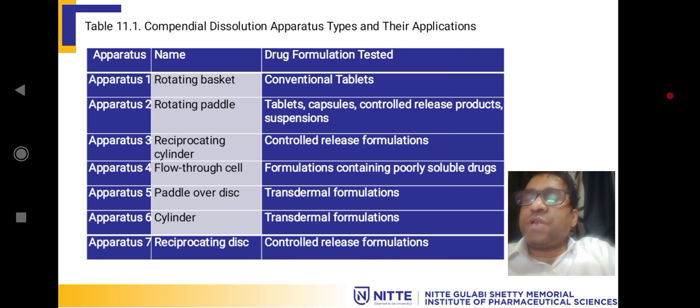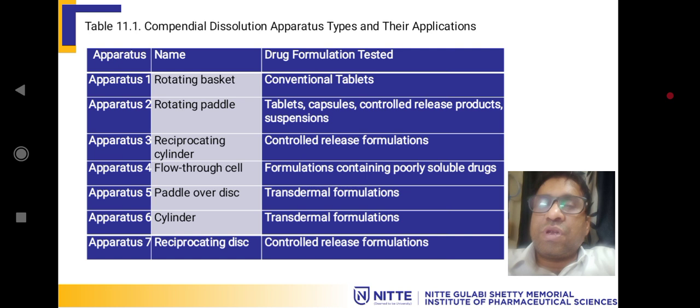Now apparatus 1 is the rotating basket, for conventional tablets. Apparatus 2, tablets and capsules. Rotating paddle it is, for controlled release products and suspensions. Apparatus 3 is called reciprocating cylinder, for controlled release formulation. Apparatus 4 is flow through cell, for formulations containing poorly soluble drugs. Apparatus 5, paddle over disc, is for transdermal formulation. Apparatus 6 is cylinder, also for transdermal formulation. Apparatus 7 is reciprocating disc for controlled release formulation.